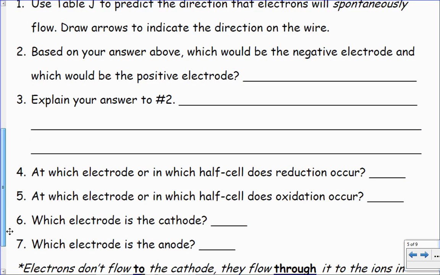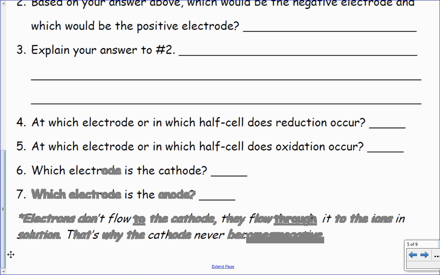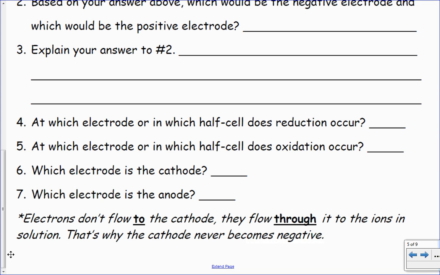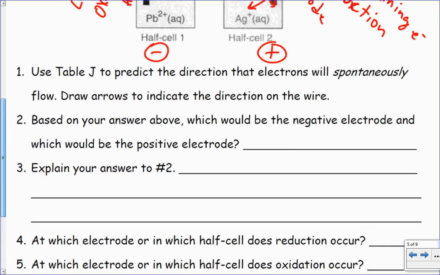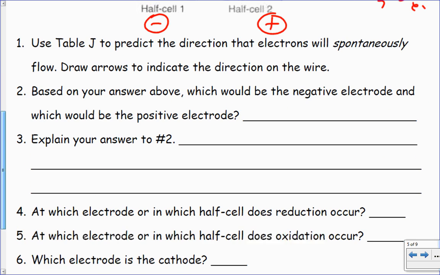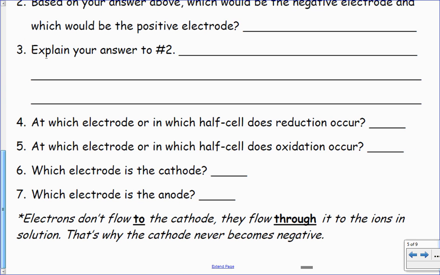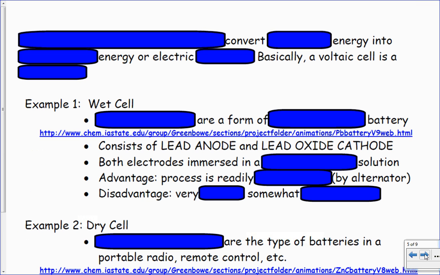Okay. At which electrode or in which half cell does the reduction occur and the oxidation? I labeled that real quick for you already. And which one is the anode and cathode? I did that also for you. I believe, let me just double check, because maybe I didn't write those exact words. I did write anode and cathode, we're good. And remember, they don't flow just to the actual cathode, they flow through it.